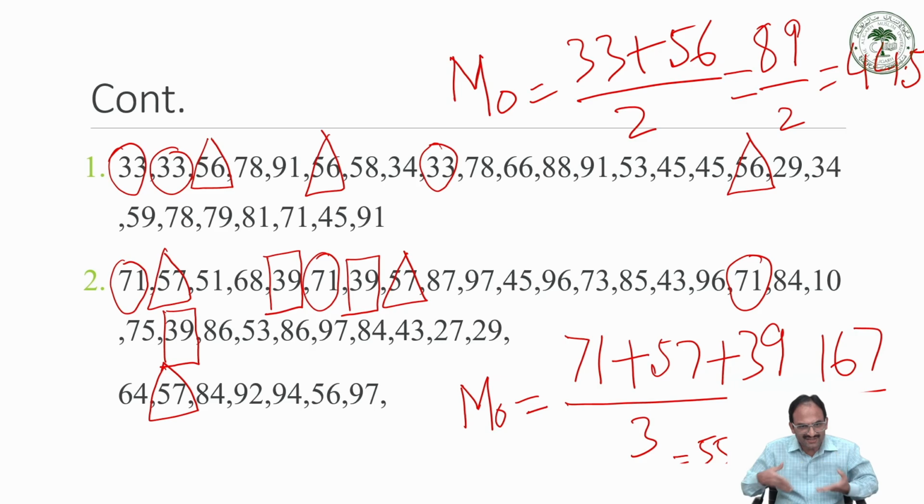So in a nutshell, this was the procedure to calculate the mode from the ungrouped data. So far as mode from grouped data is concerned, in the coming lectures we will tell you how to calculate it, because the grouped data procedure is different. It is a little bit lengthier and also a little bit cumbersome.